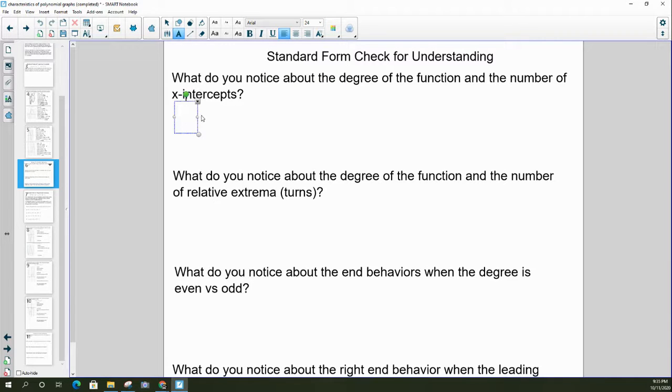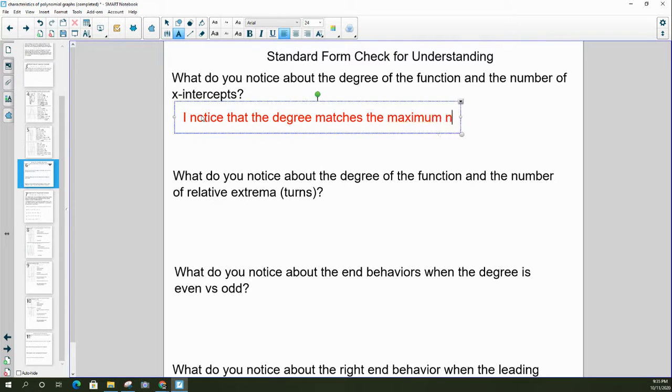I notice that the degree matches the maximum number of x-intercepts. They don't always have to match, but the most it could have will match the degree. Okay, what do you notice about the degree of the function and the number of relative extrema?